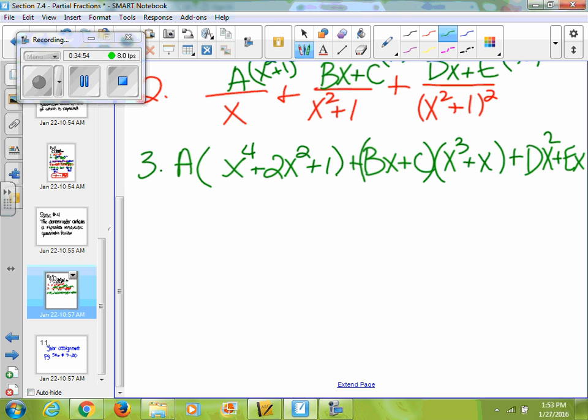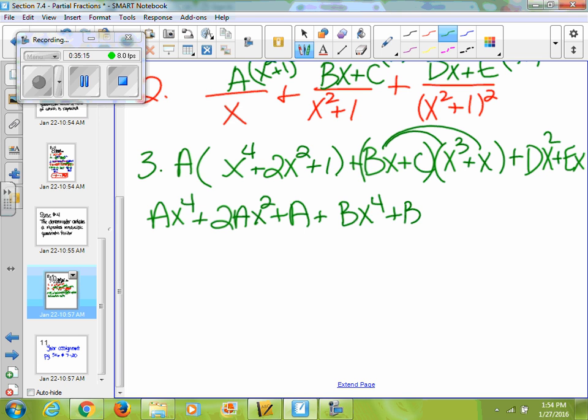And then I have to keep multiplying. So A times x to the 4th is Ax to the 4th. A times 2x squared is 2Ax squared. A times 1 is A. If I FOIL my second set, I get Bx to the 4th plus Bx squared plus Cx cubed plus Cx, and I still have plus Dx squared plus Ex.